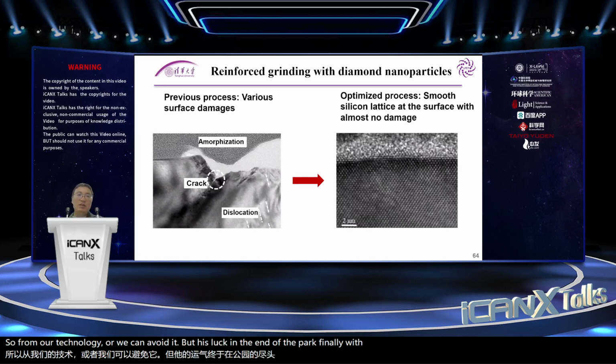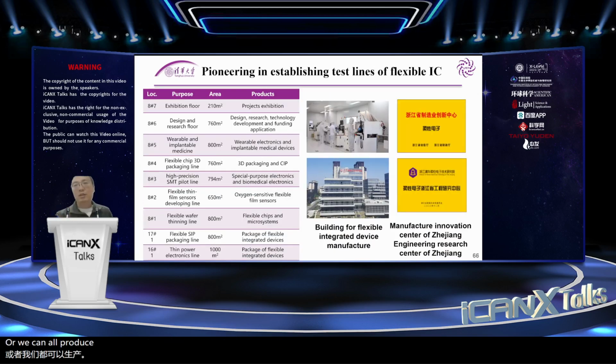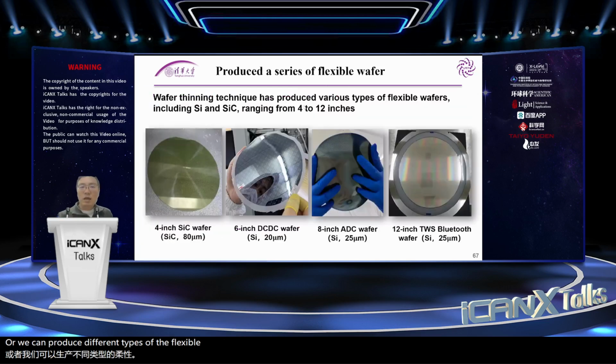Finally, we developed a processing and manufacturing line for flexible integrated circuits. From this line, we can fabricate and manufacture flexible chips or flexible integrated circuits. This is a flexible wafer. Using the wafer thinning technology, we can now produce different types of flexible wafers ranging from 4 inches to 12 inches.